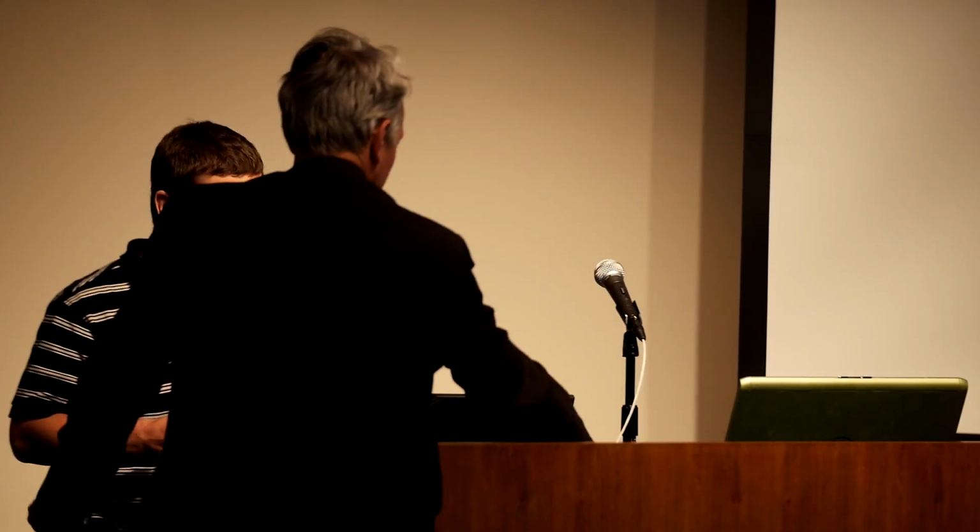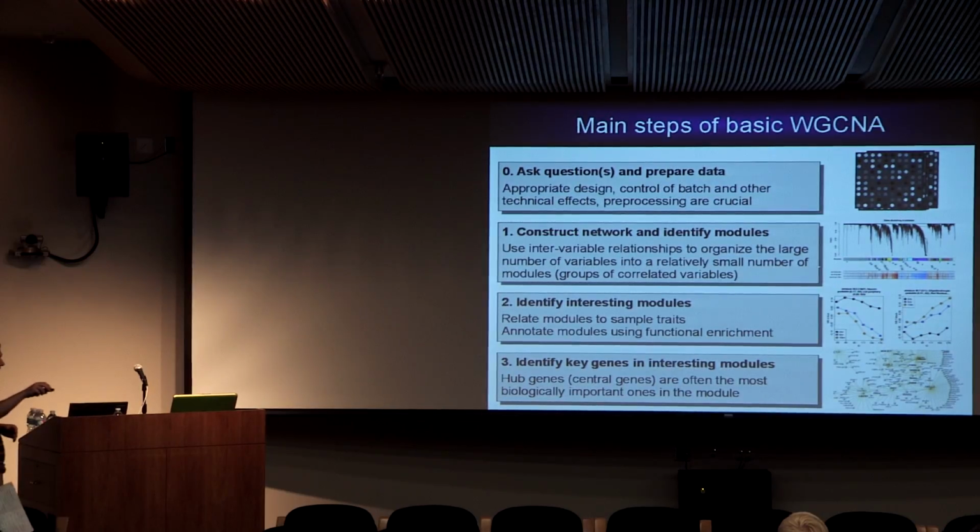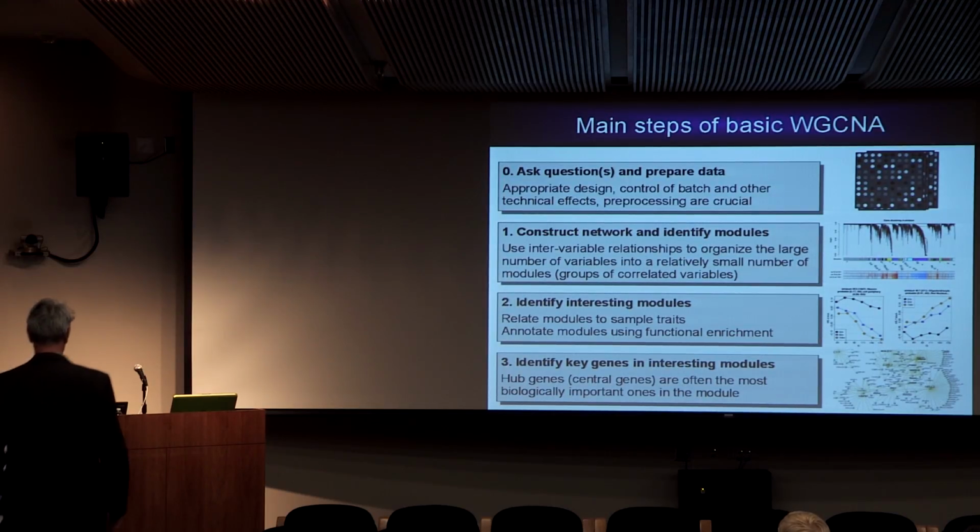Then the first step is to construct a network and identify modules, and there's a little bit of a cartoon there. I wonder if, I guess there's no pointer here. Or is there? Oh, there is. Okay, perfect. So the modules are identified by clustering, and so you get these blocks of genes that are co-expressed, or variables that are correlated together. And the idea is to reduce the thousands, tens of thousands, or hundreds of thousands of variables into a relatively small number of modules.